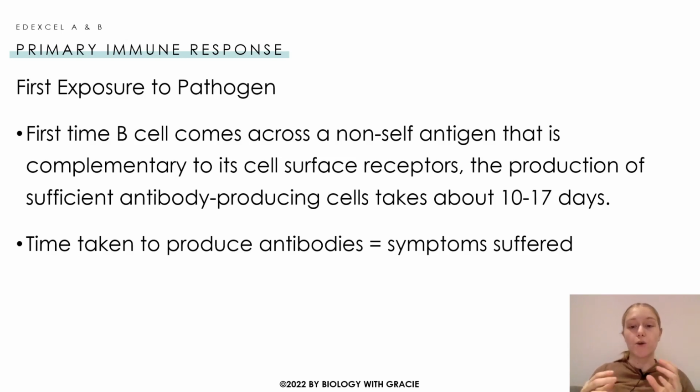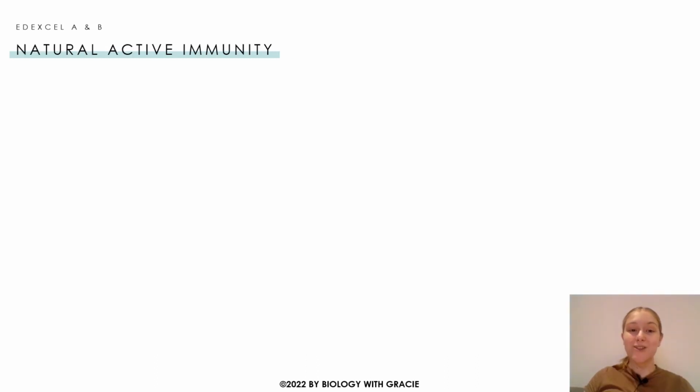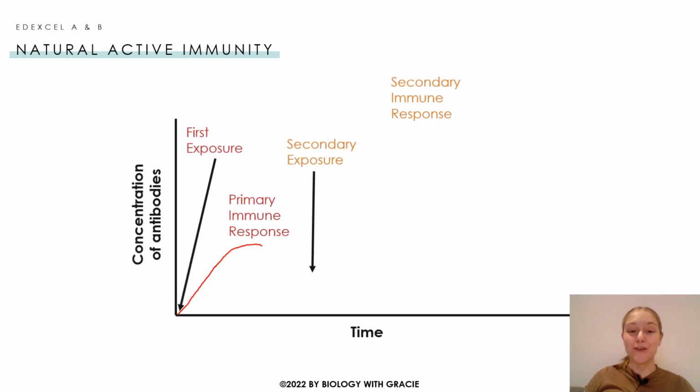days. So the reason that you suffer symptoms is because of the time taken to produce these antibodies. The secondary immune response, so this is when you're reinfected by the same pathogen, so you're exposed a second time around. So the B memory cells are immediately able to differentiate to produce plasma cells which release antibodies. So this means that the pathogen is destroyed before the symptoms are produced, hence you don't get ill. This is known as natural active immunity.